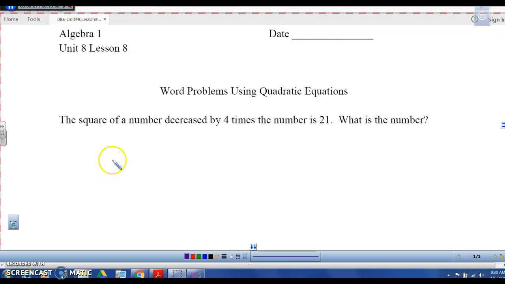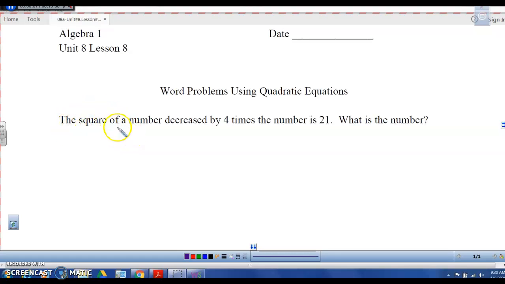This is Algebra 1, Unit 8, Lesson 8, Word Problems Using Quadratic Equations. Now that we know how to do quadratic equations, guess what? Now we get to do word problems. So don't worry about having to solve them. You know how to do a quadratic equation. Let's just do the setup.